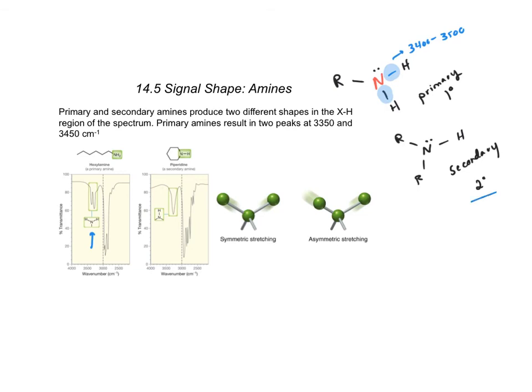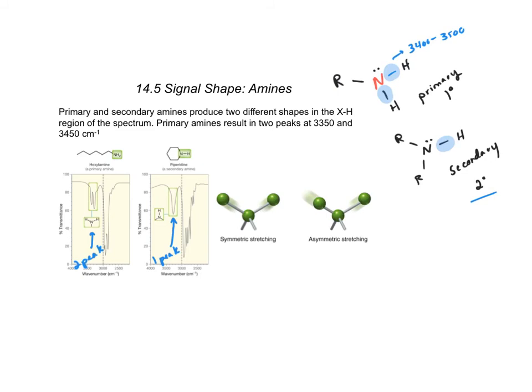For secondary amines, though, when there's only 1 hydrogen, we don't get 2 peaks, we only get 1. So 1 peak versus 2 is going to tell us whether we have a primary amine versus a secondary amine. 2 peaks is from a primary amine, 1 peak is from a secondary amine. Okay, so those are all of the various characteristics in determining what type of functional group is present in a molecule looking at an IR spectrum.